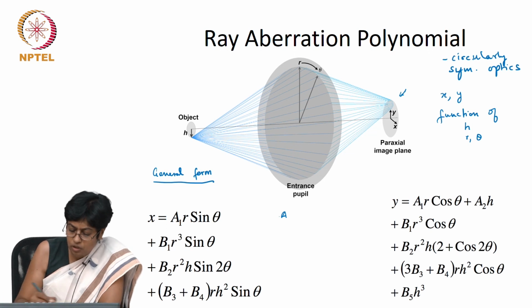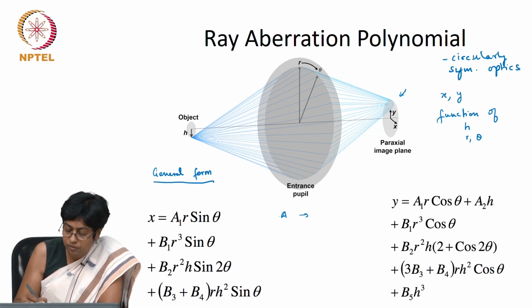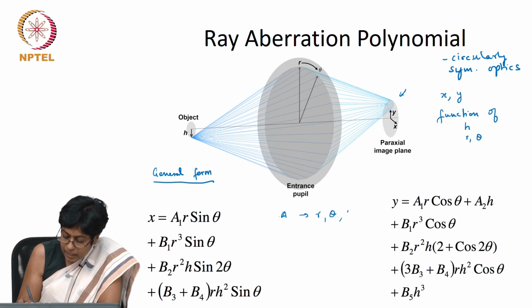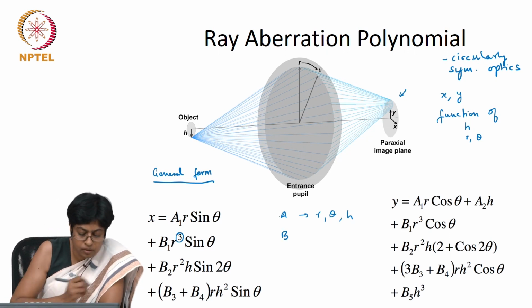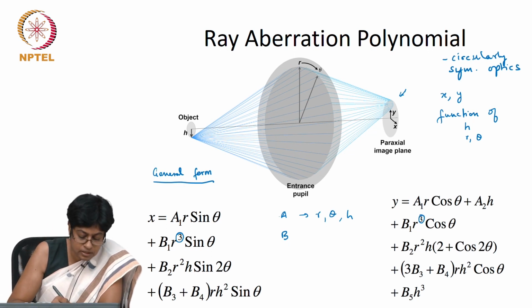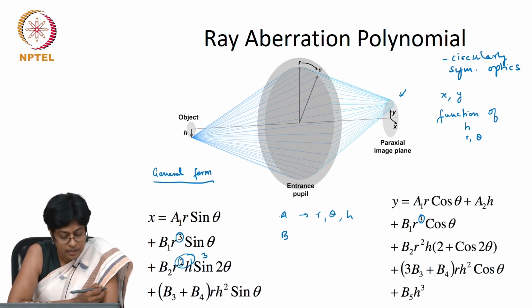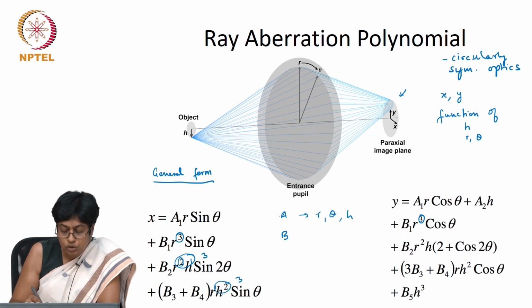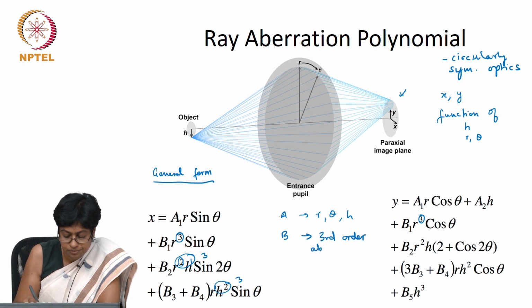they are just a function of, or they are coefficients of just r and theta, some trigonometric form of theta, whereas, or of h. The b terms, if you notice, this is order 3, this is order 3, this is 2, but this is 1, so this is again order 3, right? This is 1, this is 2, so this is again order 3. So the b terms give you all the third order aberrations.